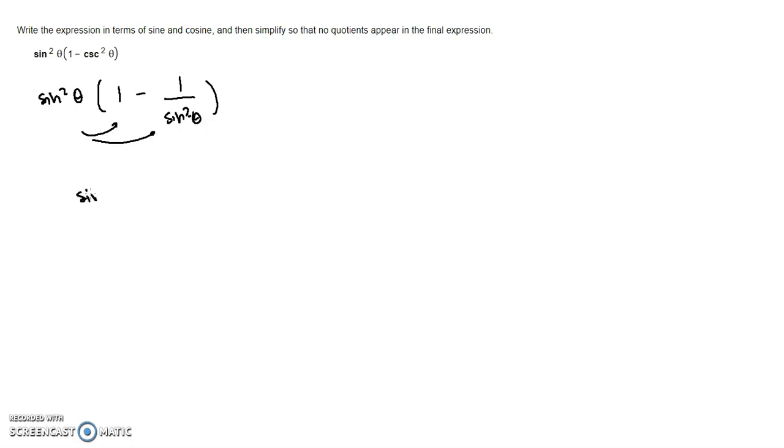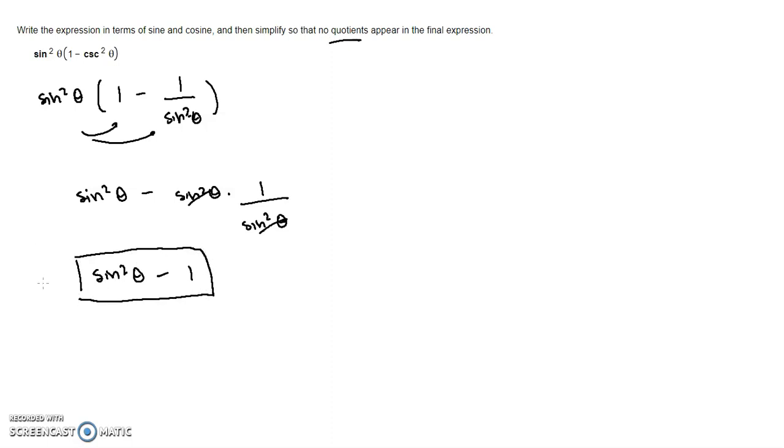So we would have sine squared theta minus, and I'll go ahead and write this out, but you should be able to see there that those are going to cancel out. So sine squared theta times 1 over sine squared theta. So those are going to cancel out, and those are going to leave a 1, not a 0. Remember, when things cancel out, you're left with a 1. So sine squared theta minus 1. Okay, so this is good. It says no quotients appear in the final answer. So this could be an answer. That could be one answer.